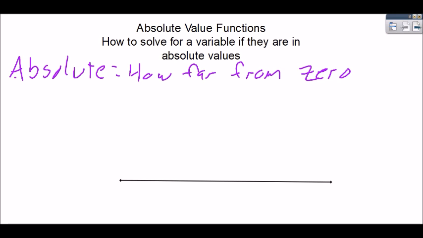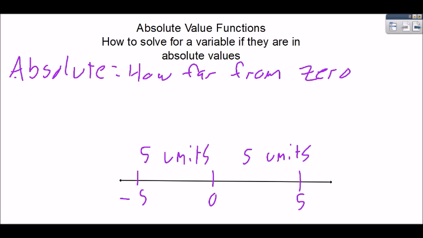So what I have to do is make a 0 on my number line. And if I put 5, how far is 5 from 0? It's 5 units. Also, if I put -5, this is still 5 units from 0. It's just 5 units from 0 to the left. This means that no number in an absolute value can be negative.